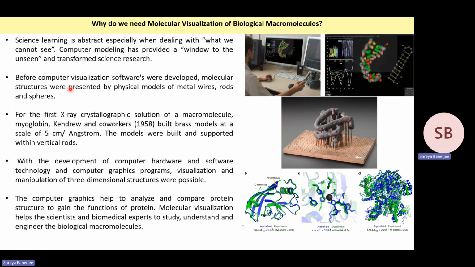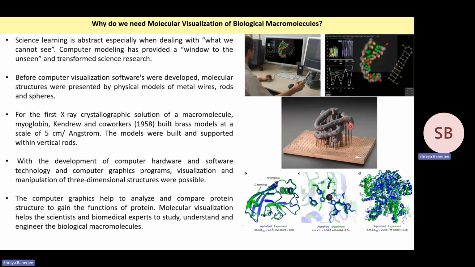The molecular structures were presented by physical models using metal wires, rods, and spheres. For the first X-ray crystallographic structure of a macromolecule, myoglobin, Kendrew and co-workers built brass models. So this is a model built by Kendrew and co-workers. The scale was 5 centimeter per angstrom. So for each angstrom on the protein, the model had 5 centimeter length. And they were built and supported using these vertical rods.